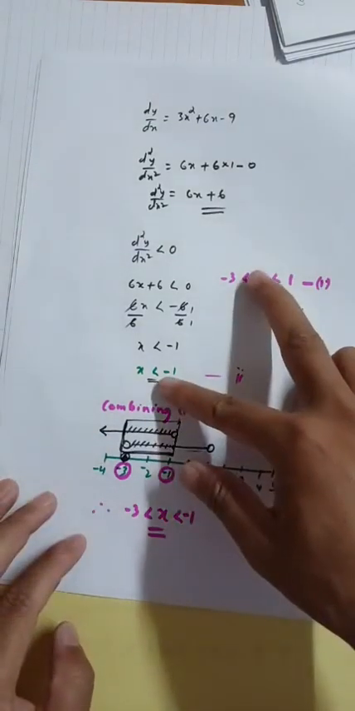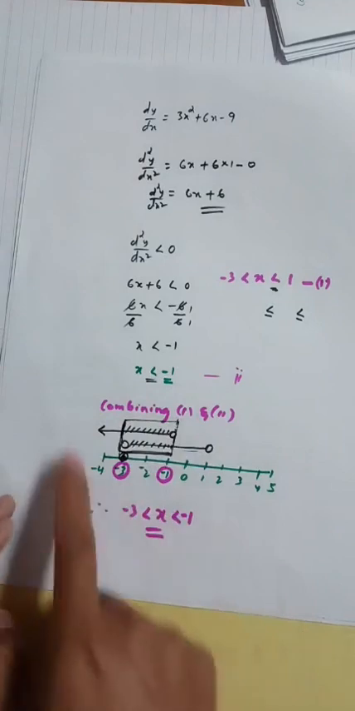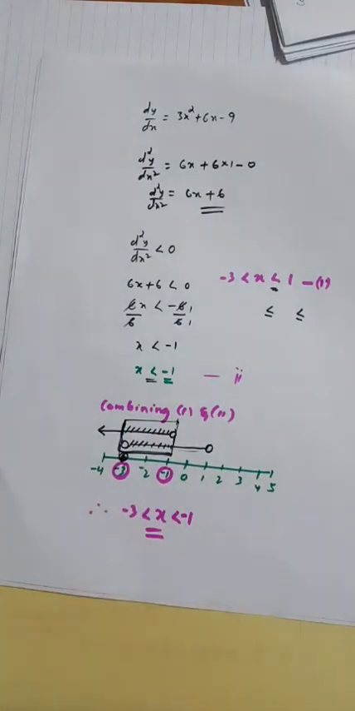We have to combine them, and to combine we draw the number line graph.